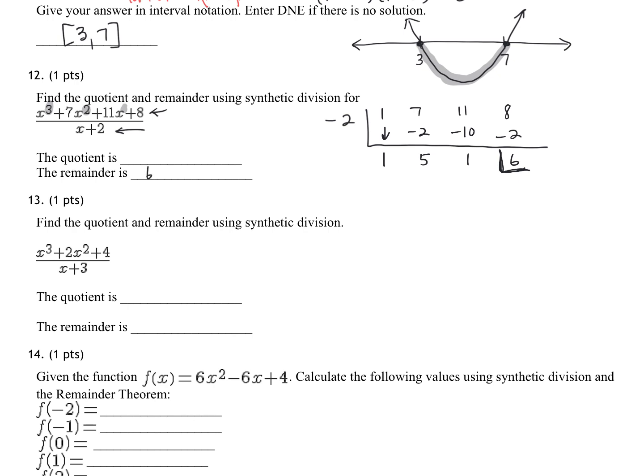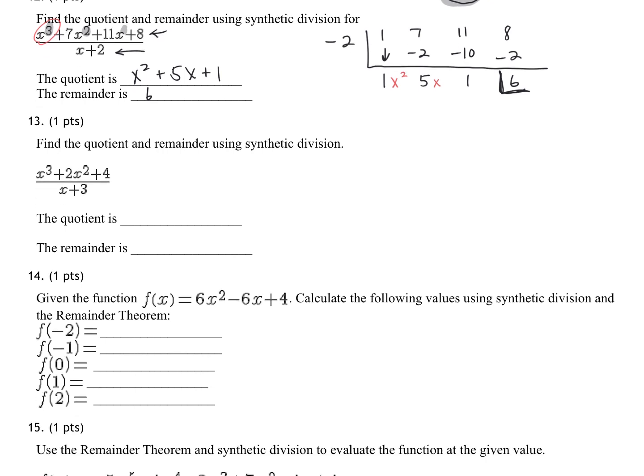And the quotient, remember that its exponent is one lower than we started. So since we started with an x cubed, this is going to be an x squared. 5 is going to be the x, and the 1 is going to be a constant. So it will be x squared plus 5x plus 1.